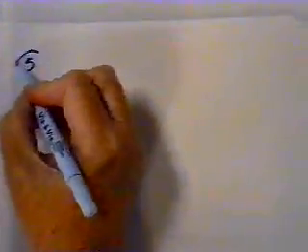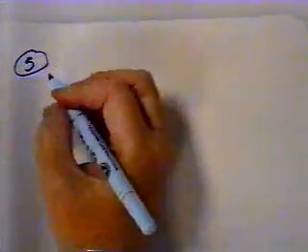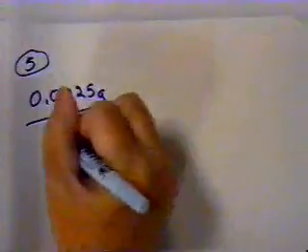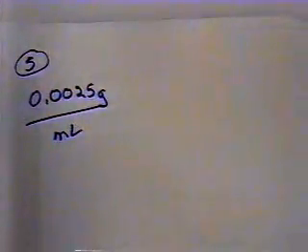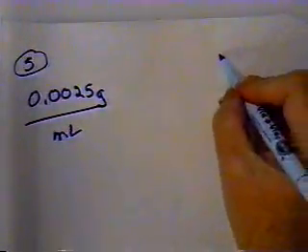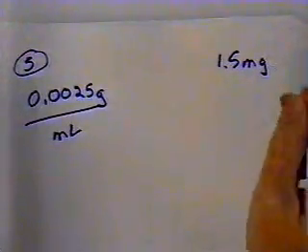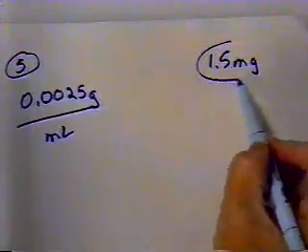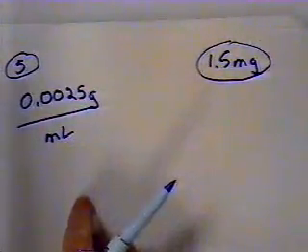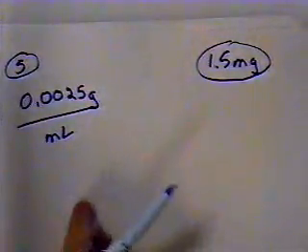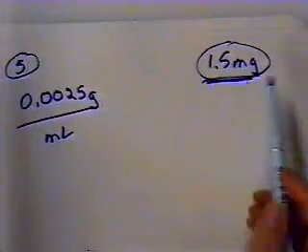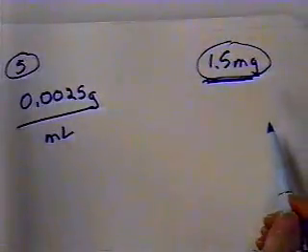Number 5. We have 0.0025 grams per milliliter. I'm supposed to give 1.5 milligrams. Here we have to notice that we have to do a conversion. You cannot put milligrams in the same problem with grams. It does not matter which way you go. Normally, it's just always best to go to milligrams. Milligrams are just easier to work with.